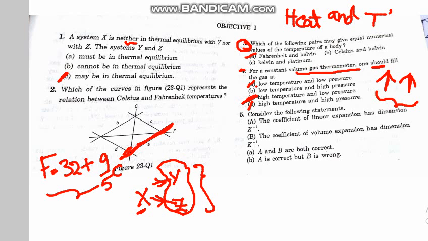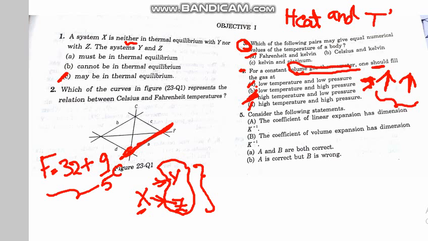When you fill the gas at high temperature and low pressure, after filling, the pressure of the gas in the container should increase with the temperature. If it increases before the filling, then the gas thermometer is not in the ideal case. So that's why C is the better option.